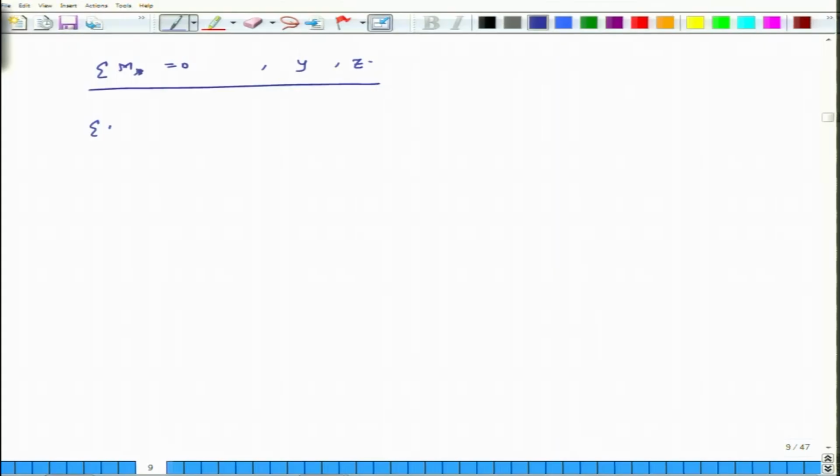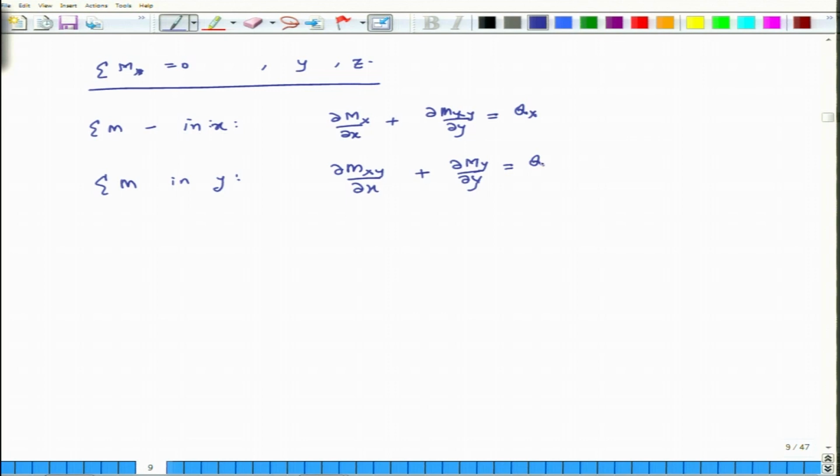So, sum of moments in the x direction remains unchanged, and it is del Mx over del x plus del Mxy over del y, and that equals Qx. And if we do sum of moments around the y axis, then that equation also does not change. So, that is del Mxy over del x plus del My over del y, and that equals Qy. And then we have shown that the sum of moments in the z direction gets identically satisfied because tau xy is equal to tau yx.